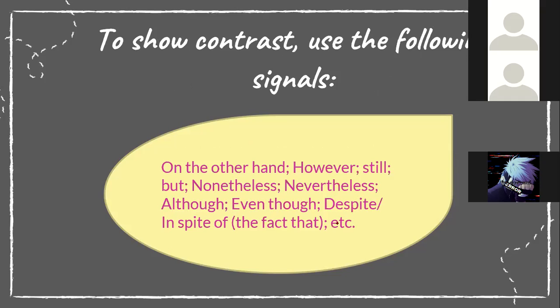So if you want to show opposite, if you want to move from advantages to disadvantages, or vice versa, you can use on the other hand, however, nevertheless, although, even though. Okay, these words you use to show contrast, opposite ideas, especially when you want to move from advantages to disadvantages. Okay.